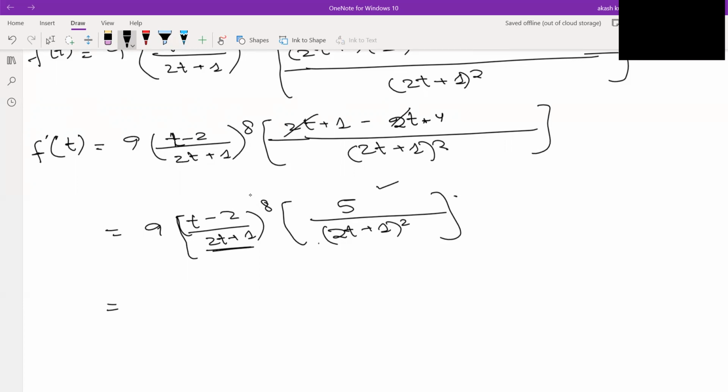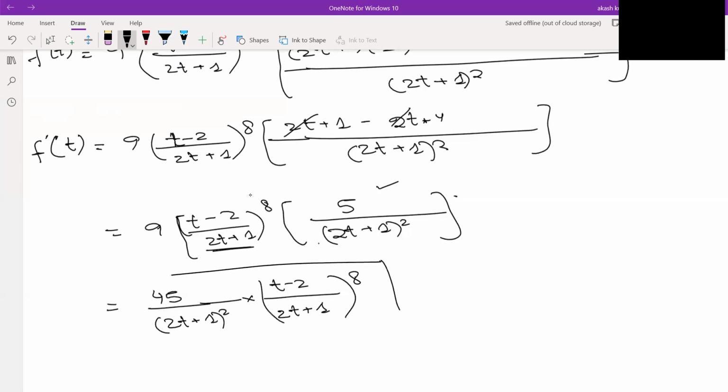9 multiplied by 5 is 45, right? And then 45 divided by (2t plus 1) whole square, multiplied with (t minus 2 over 2t plus 1) whole power 8. Is it clear? This is the answer. Okay. Clear.